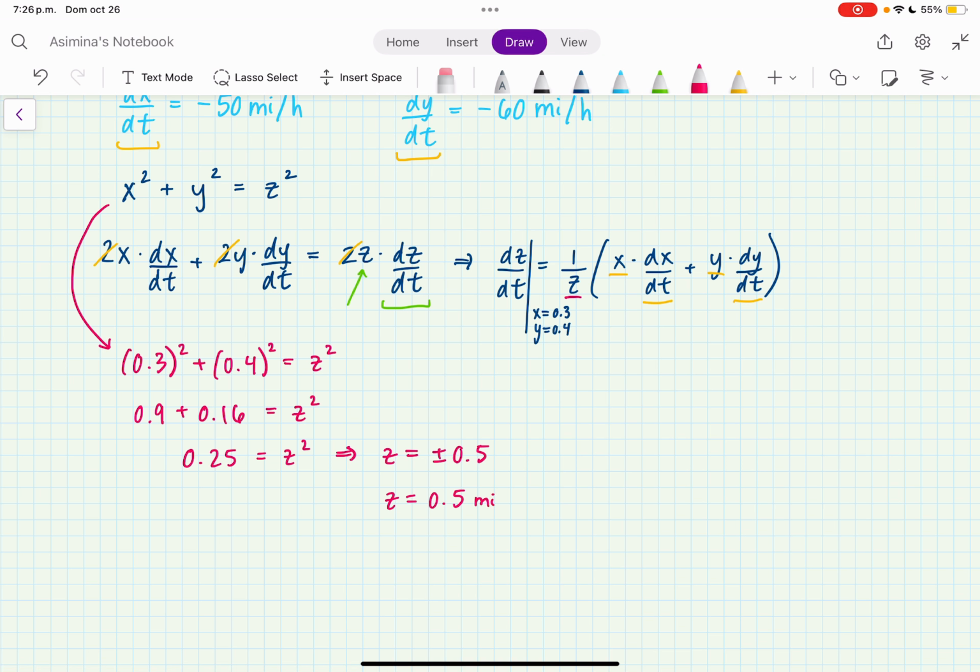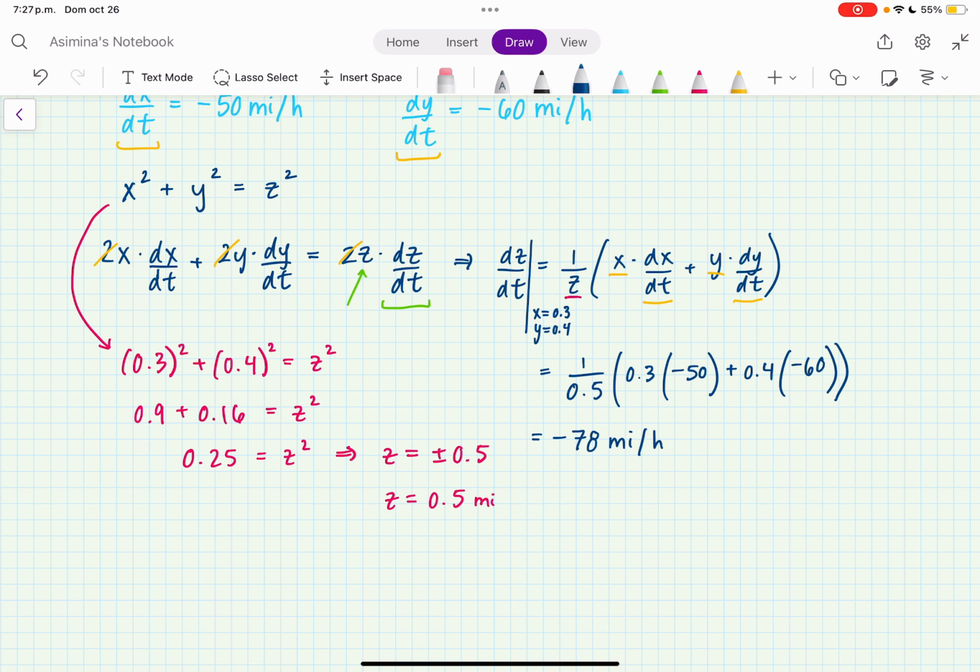Now, we'll go back to our equation and plug everything in. So this tells me I have 1 over 0.5 times 0.3 times dx/dt, which was minus 50, plus y, which is 0.4, times dy/dt, which was minus 60. And if you plug all this into a calculator, you should get minus 78 miles per hour.